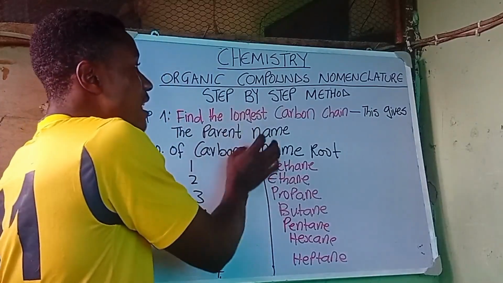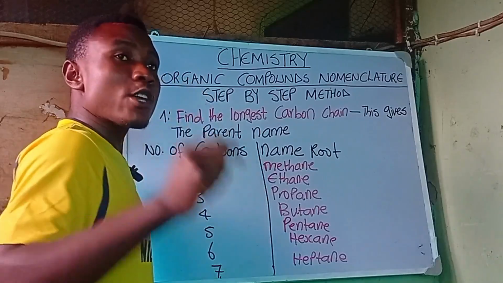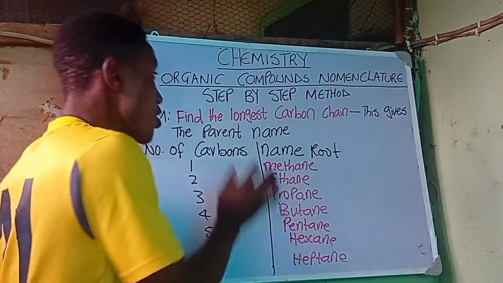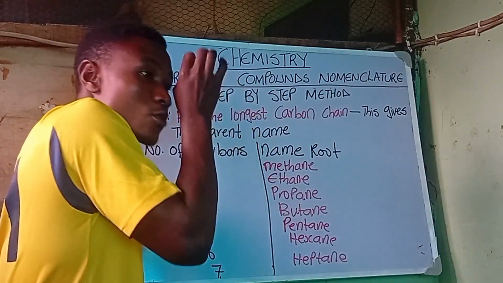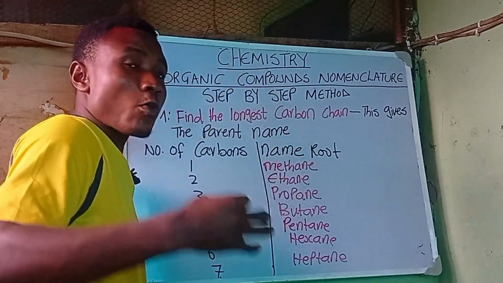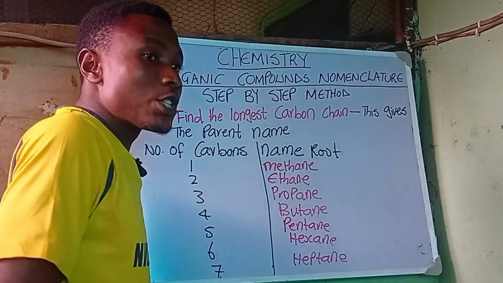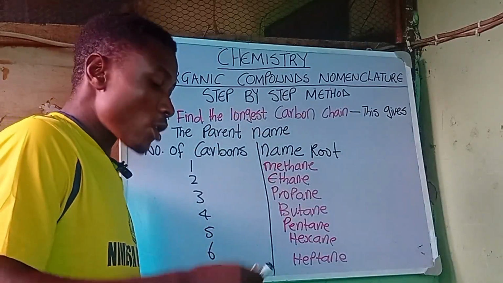So this is the first thing you're supposed to note when it comes to naming of organic compounds. You are supposed to first of all know the longest carbon chain. It is the longest carbon chain that will give us the parent name.